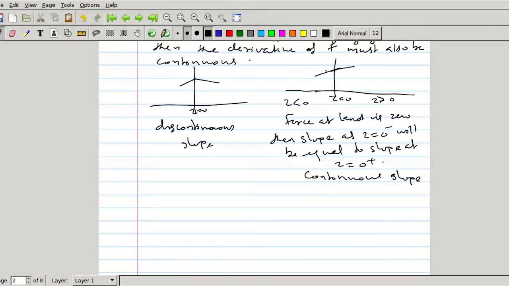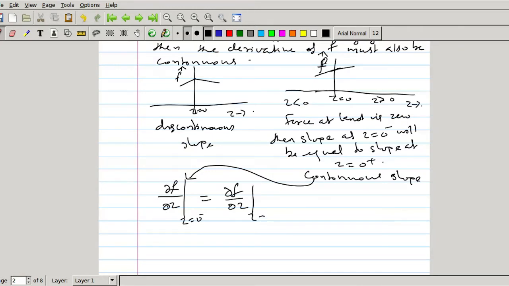That means for a continuous slope, the derivative of the displacement f, in the y direction we are taking f, and in the x direction we are taking z. This is not force, this f is displacement along the y direction. So dou f by dou z at z equal to 0 minus should be the same as dou f by dou z at z equal to 0 plus.